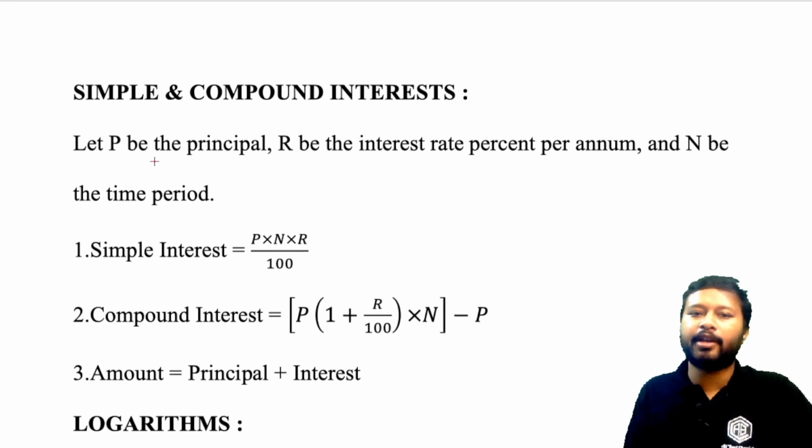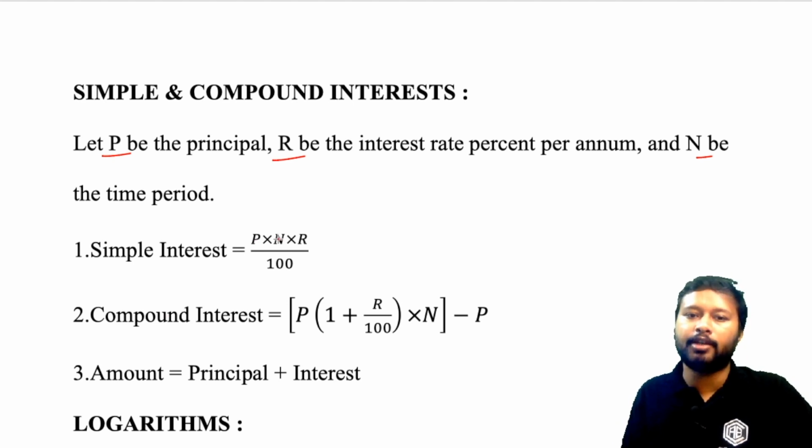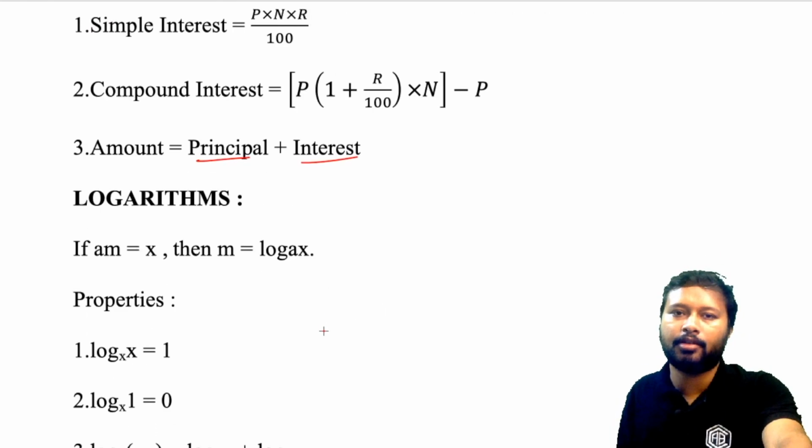Okay, next is simple and compound interest. So if P is the principal, R is the rate of interest, and N is the number of time periods or number of years, simple interest can be calculated as P into N into R upon 100. Compound interest will be calculated as P into (1 plus R upon 100) to the power N, minus P. And total amount will be principal plus interest, which you will get at the end of the tenure.